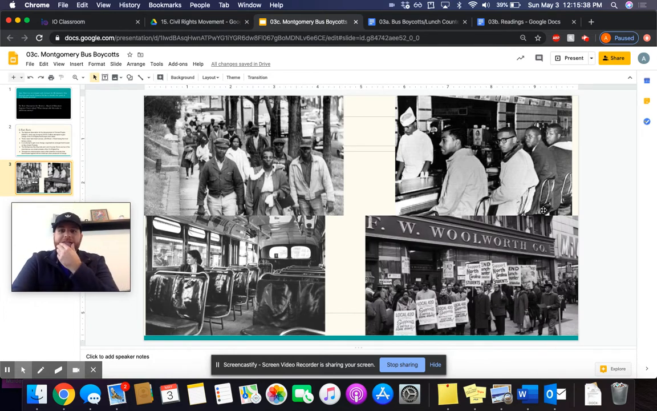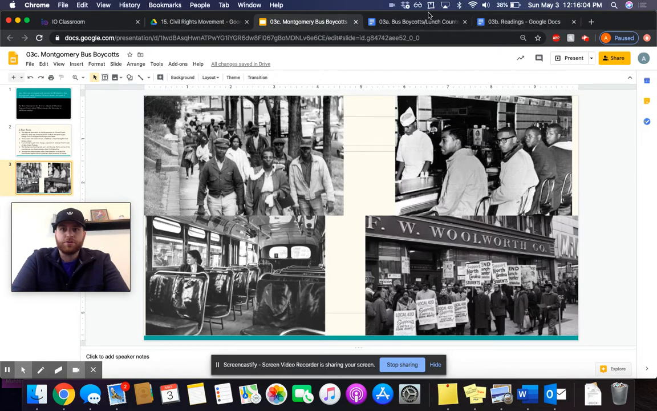All right, on the right-hand side, you see a couple of images from the Greensboro lunch counter sit-ins. Woolworths is a famous location where these lunch counter sit-ins are kind of sparked. And once again, you'll read in the text more about what the lunch counter sit-ins kind of embodied, but how they attempted to bring about change as well.